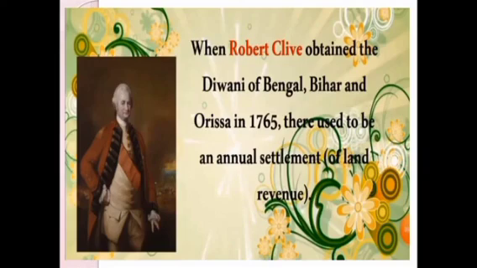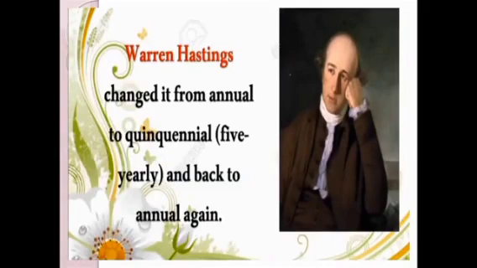So, Robert Clive obtained the Diwani right. Diwani right means the right to collect tax from the people of Bengal, Bihar and Orissa in 1765. They imposed an annual settlement, that is, they had to settle per year annually. Warren Hastings changed it from annual to quinquennial, that is 5 years, and back to annual again. So, Robert Clive imposed that the settlement be paid annually.